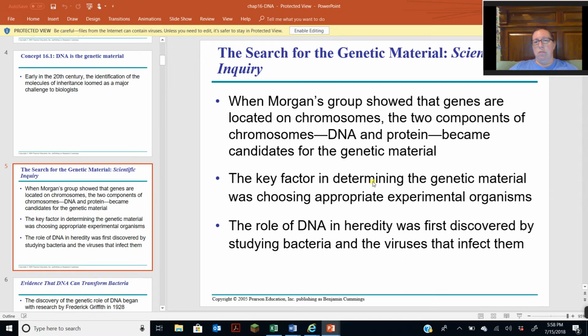And so with these experimental organisms, you get into Griffith, we're going to go through some of the people. There are a lot of people in terms of the discovery of DNA being the hereditary material, okay? And also viruses, we know that viruses are actually not living. Okay, so today, viruses are not living.